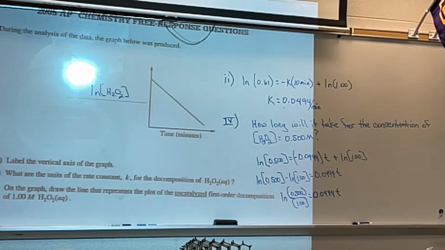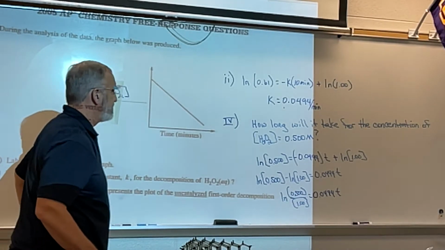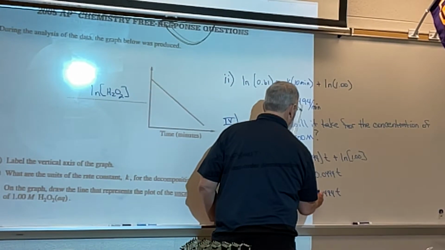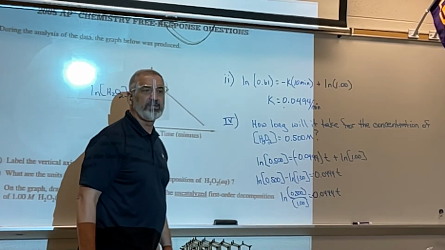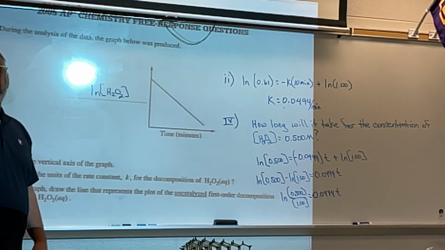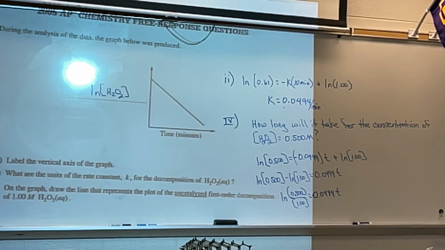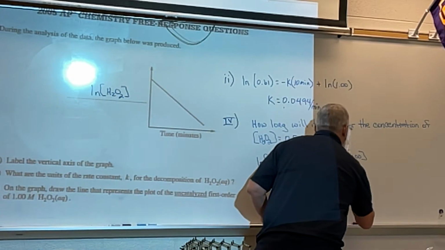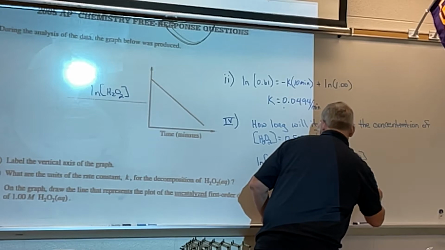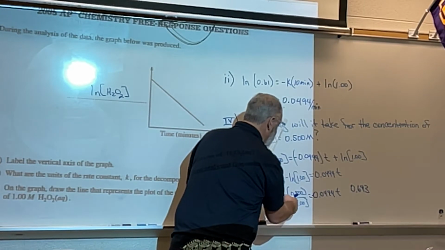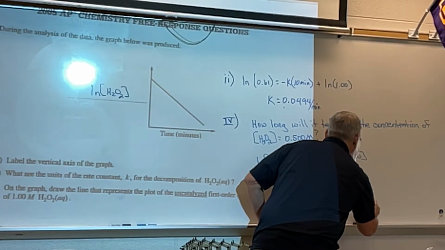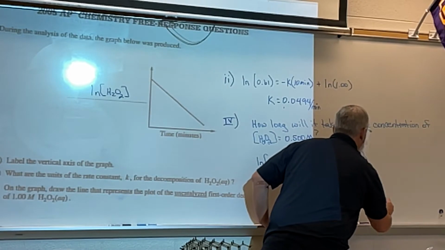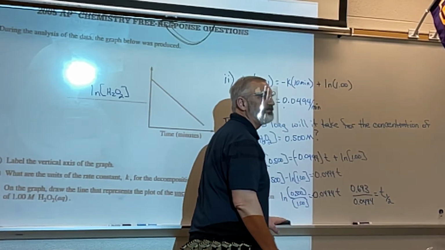0.693? Yes, I always drop the negative off, because this is going to come out to negative 0.693, right? Is that what you get? Did anybody do it? All right, so what that's going to mean is that 0.693, and this comes out to negative 0.693, this is negative, so it's positive, divided by 0.0494 is equal to t. And we're going to call that the half-life.